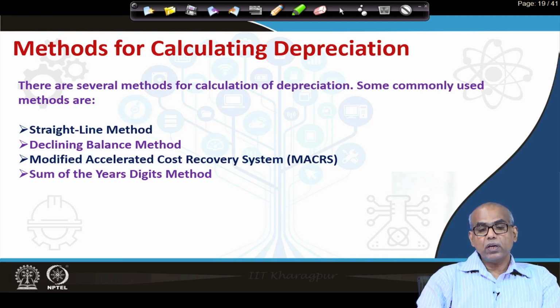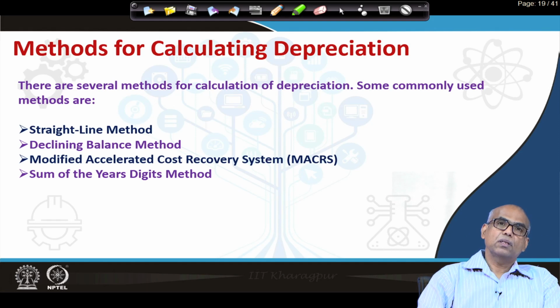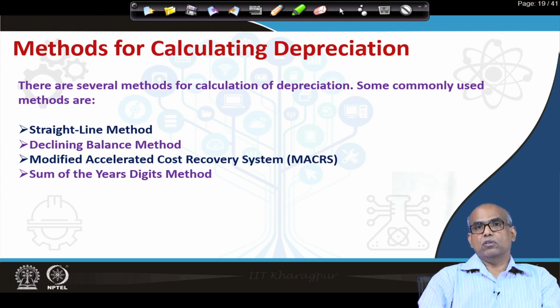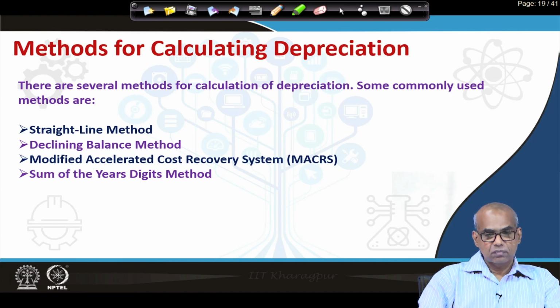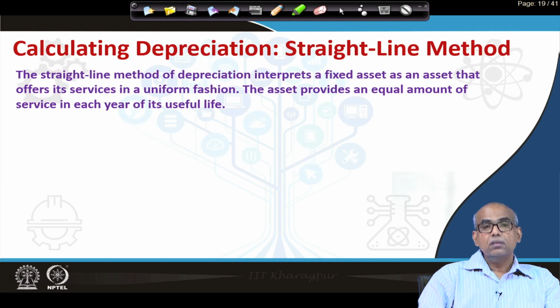There are several methods for calculation of depreciation. We will consider some of the commonly used methods, such as the straight line method, declining balance method, modified accelerated cost recovery system, and sum of the years digits method. So, let us first look at the straight line method for calculation of depreciation.